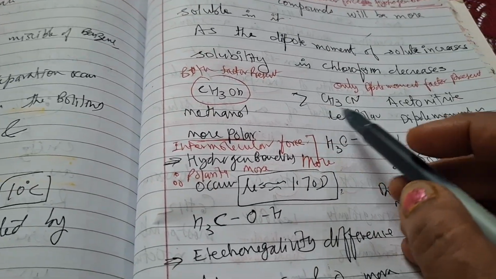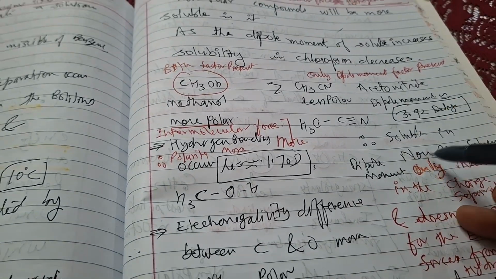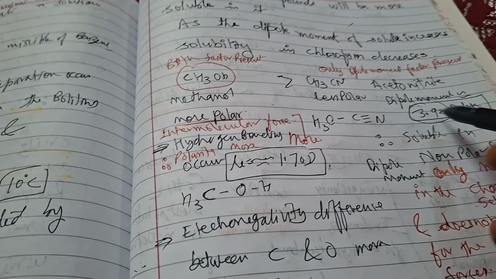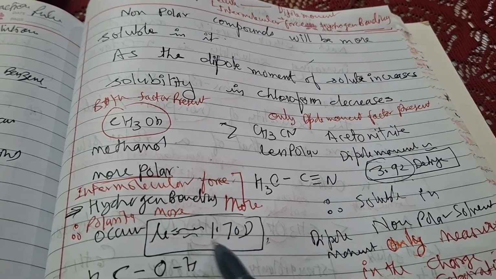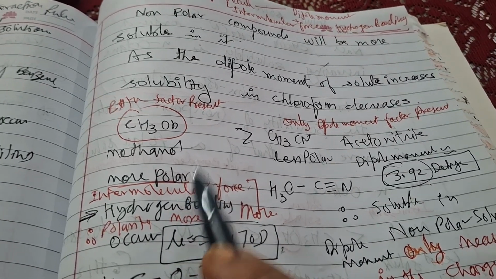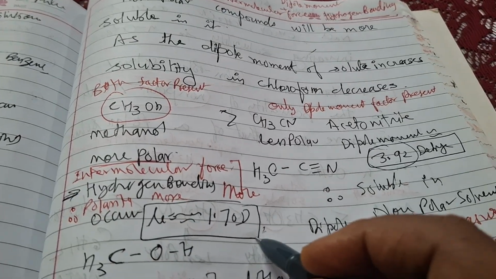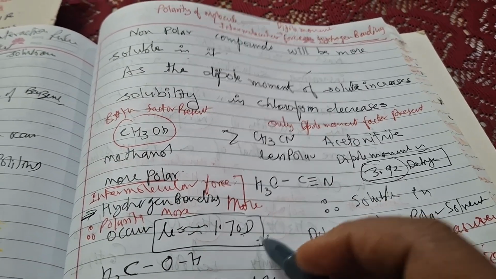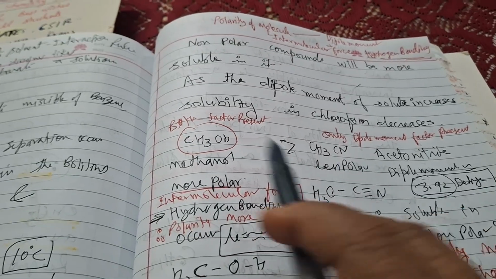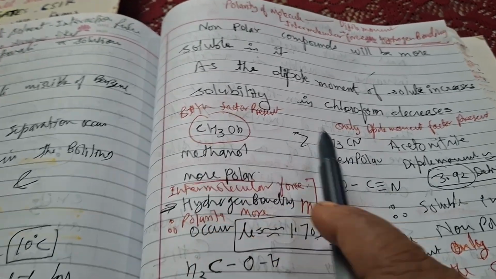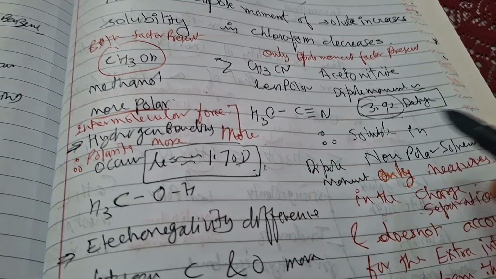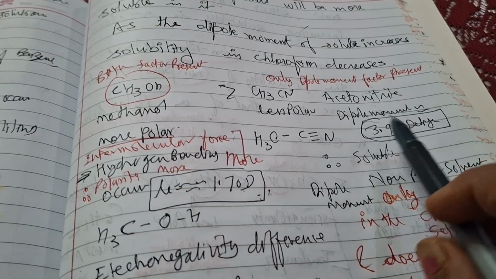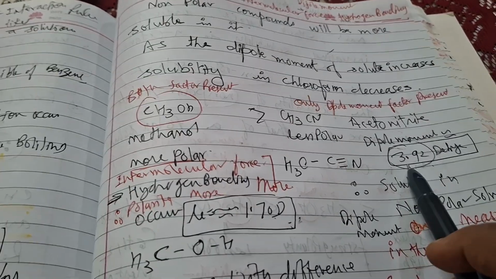Now it is understood that CH3CN has a higher dipole moment, 3.92. But the dipole moment of methanol is 1.7 debye. So then why are we saying that the polarity of CH3OH is more as compared to CH3CN, although the dipole moment of CH3CN is higher? Very good question over here.